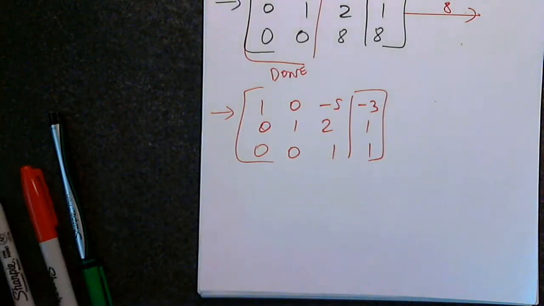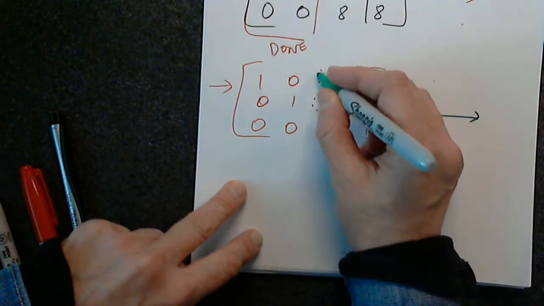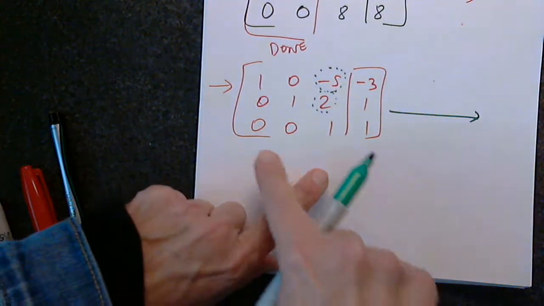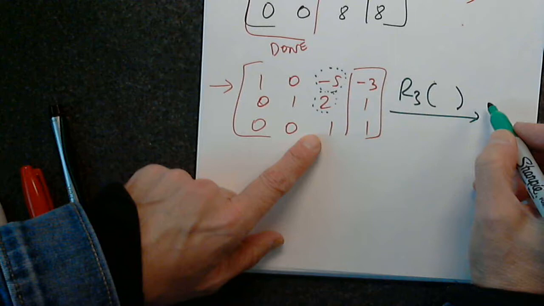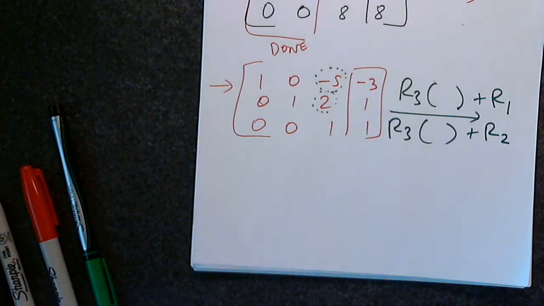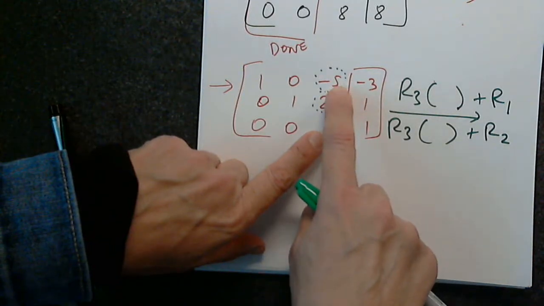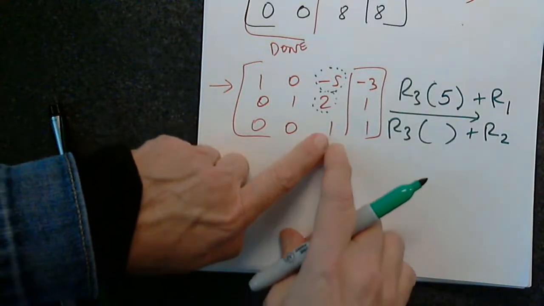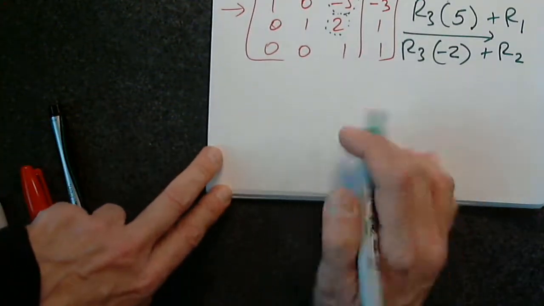One final step. Which row will I make use of now? In order to obtain the 0 here and the 0 here. I will have to use row 3. Row 3 gets multiplied by something and added to row 1. And row 3 gets multiplied by something else and added to row 2. Okay. What do I multiply row 3 by to eliminate negative 5? Perfect. What do I multiply row 3 by to eliminate the positive 2? Negative 2. And that would be the last step.